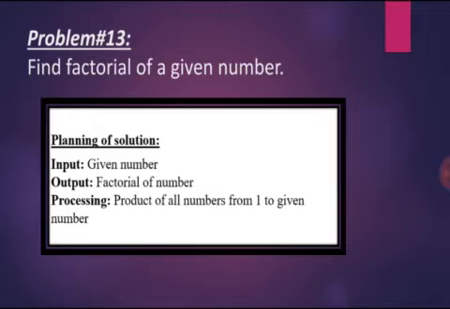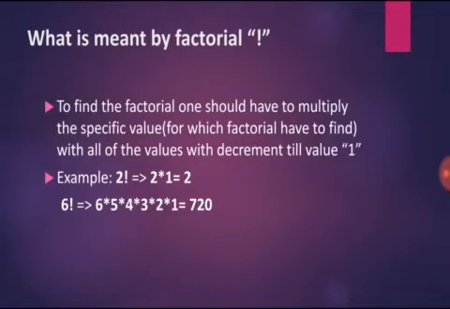Before we start planning the solution, first we need to understand what factorial is. This mark which you can see here, which is actually an exclamation mark in English, is known as factorial in mathematics. So what is factorial? You can see an example here: 2 factorial, when we open this factorial, becomes 2 multiplied by 1. Similarly, 6 factorial means you multiply the values from 6 down to 1 with a decrement of one each time. Whatever value is given with factorial, either 10 factorial or 20 factorial, you multiply that specific value with decrements of one until 1.